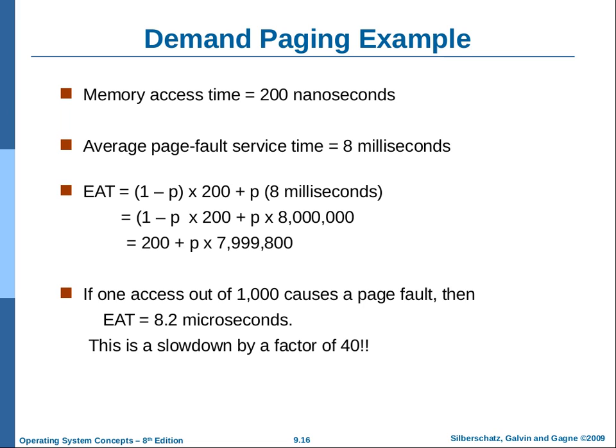In other words, if one access out of 1,000 causes a page fault, then the EAT is 8.2 microseconds, which means a slowdown of a factor of 40. So page faults aren't just slow, they're incredibly slow, terribly slow. Something that needs to be avoided, because even if you have 0.1% page faults, your program slows down by a factor of 40.